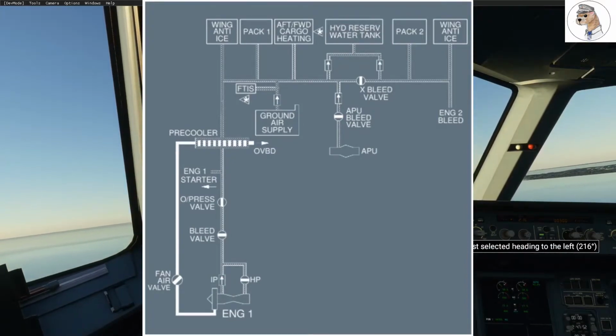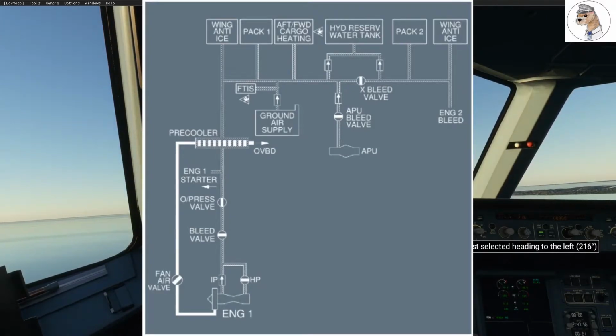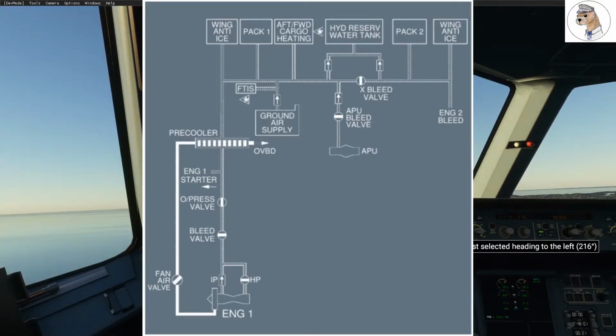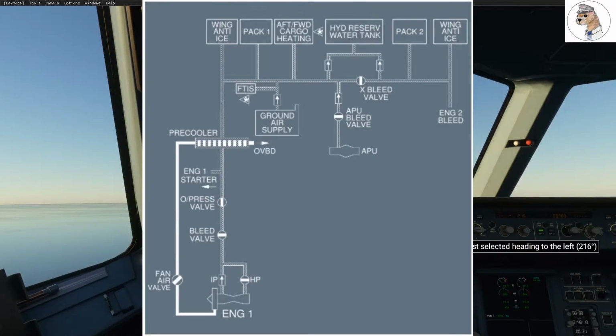So cool. After that we have a pre-cooler downstream of the bleed valve, and that regulates the temperature of the bleed air. Because we don't want things too hot now. The pre-cooler is an air-to-air heat exchanger. It uses air from a NACA duct, ram air from outside the aircraft, to then cool that air down further to a desirable temperature of about 200 degrees centigrade.